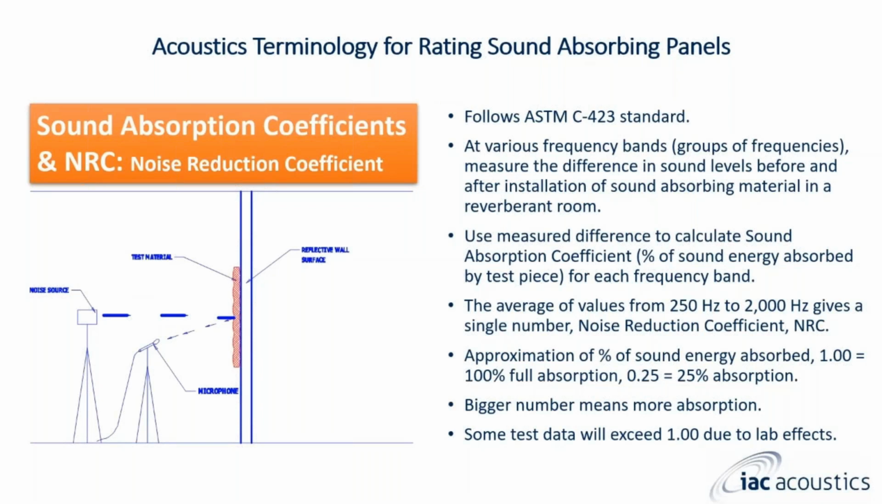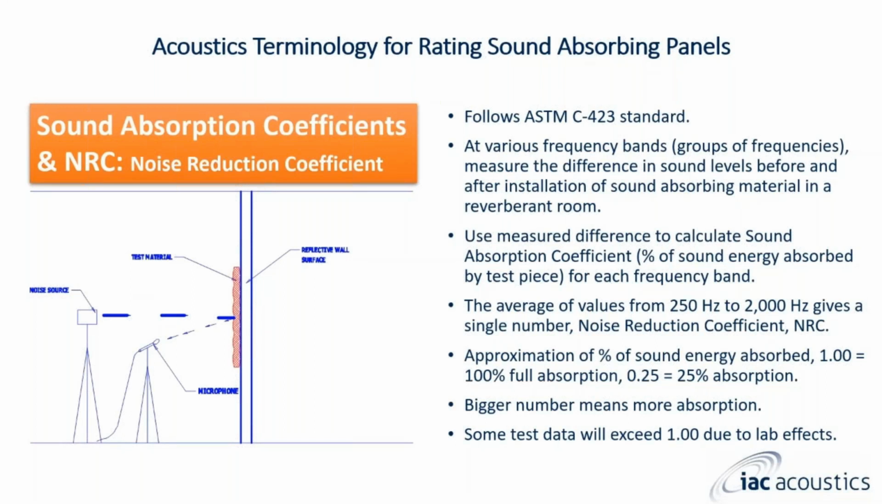The sound absorption coefficient can be thought of as the percentage of sound energy that's absorbed by the component, and it's typically shown as a decimal. A sound absorption coefficient of 0.85 in the 250 Hz octave band represents absorption of about 85% of the sound energy in that frequency band.